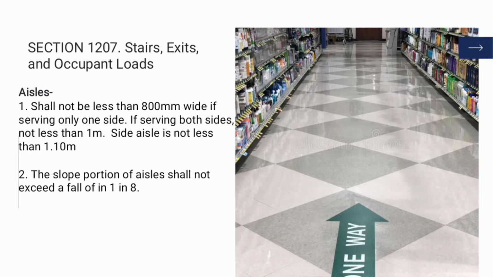Next is the aisles. So the aisles shall not be less than 800 millimeters wide if serving only one side, and not less than 1 meter wide if serving both sides. So such minimum width shall be measured at the point farthest from the exit, cross aisle, or foyer, and shall be increased by 30 millimeters for every meter in length towards the exit, cross aisle, or foyer. And then the side aisle is not less than 1.10 meters in width.